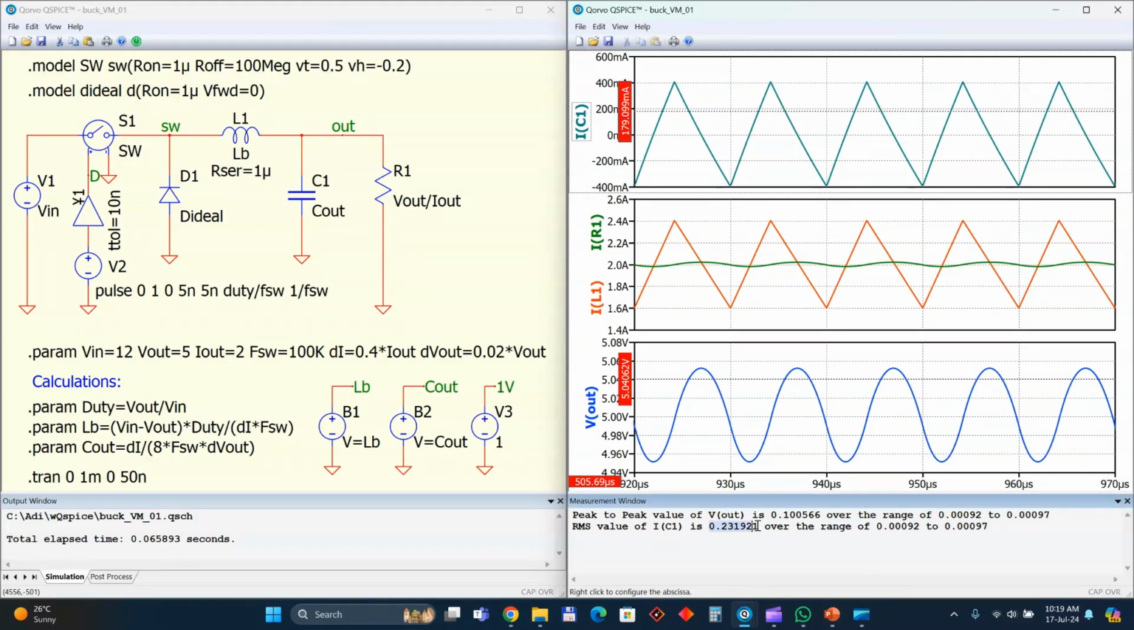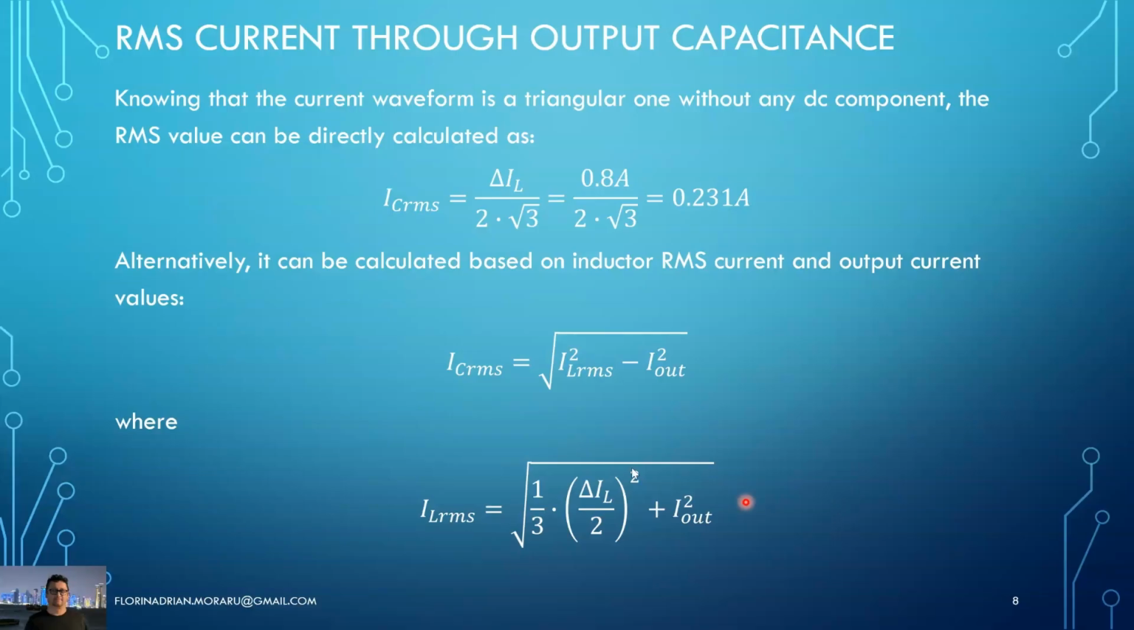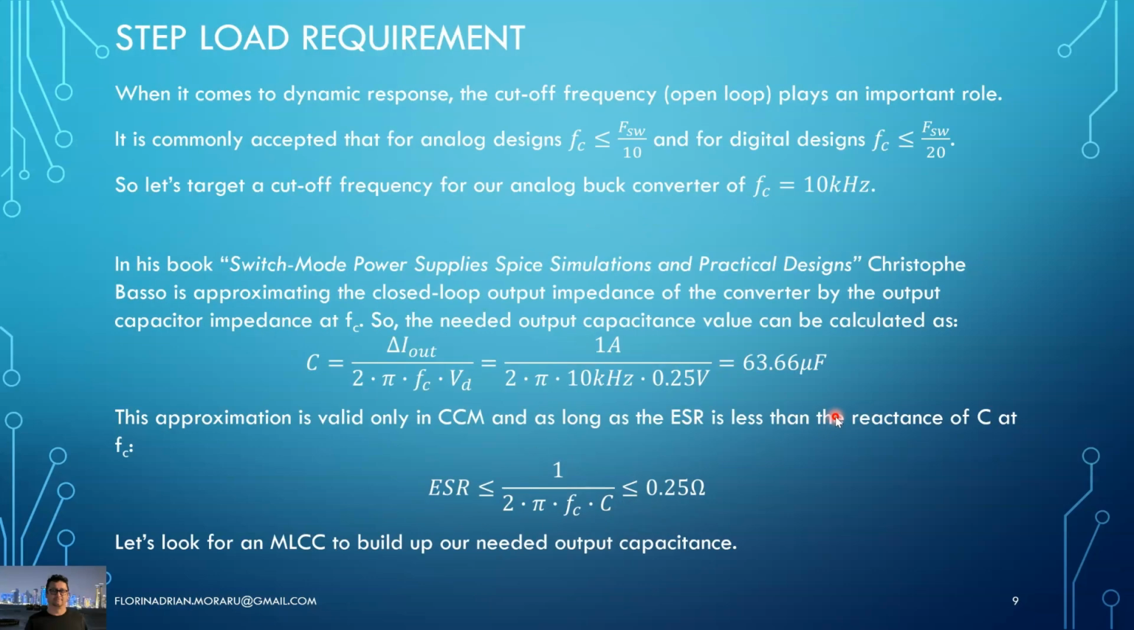I mean, we have here 0.2319, so 232 milliamps RMS. Sorry, that's the RMS current through the inductor, so it's much easier. Nevertheless, you can still use those kinds of formulas.